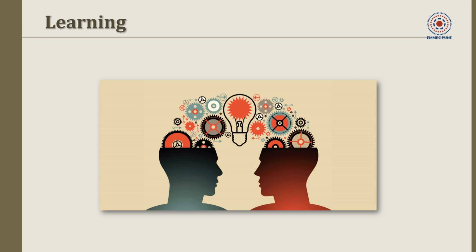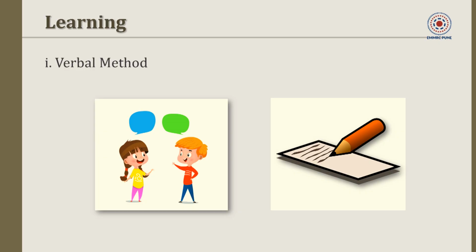Now in this video, we are going to learn about three important study skills, that is learning, memory and writing in exams. Let us begin with learning. There are various ways we can learn and study text materials. 1. Verbal method. This method involves speaking or writing. For example, one might create notes of what they have read or write long essays on what they have learnt.